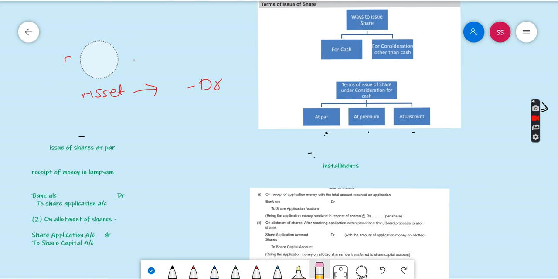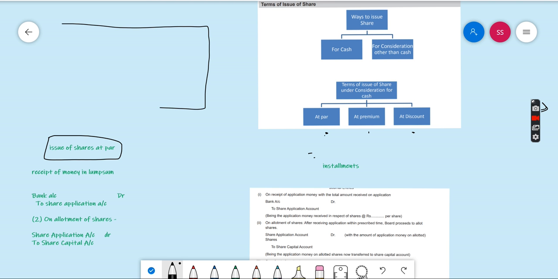Okay, so now we need to do accounting for that. So what are the general entries you pass when they issue shares at par, that means equal to the face value? Your bank balance is increasing. Okay, let me tell you the general entries first.